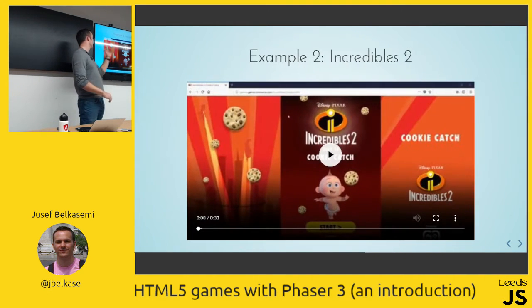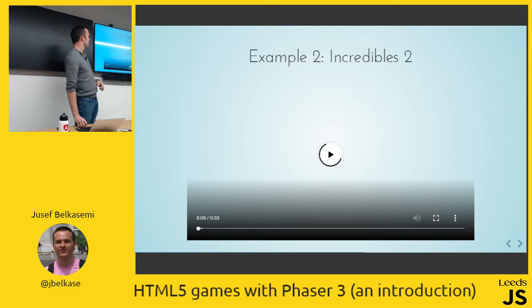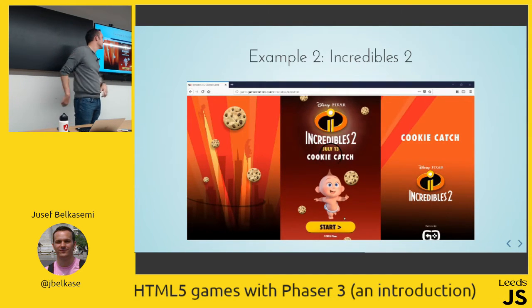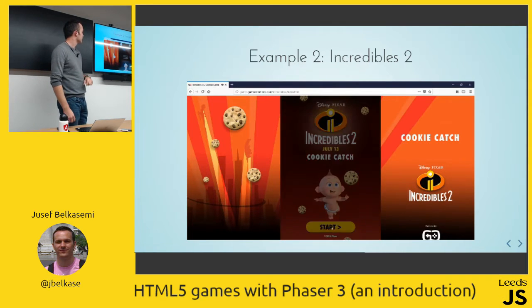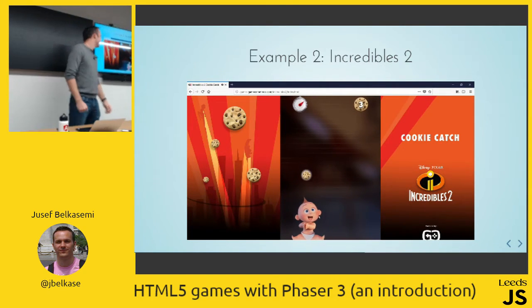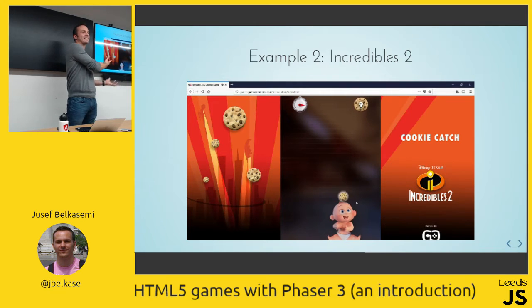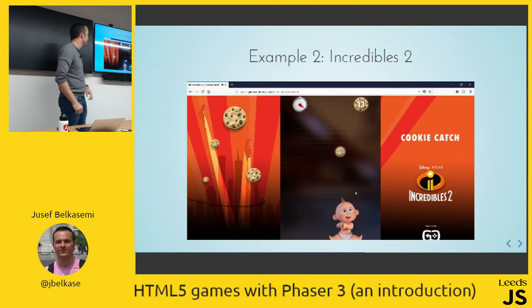Next one up is the Incredibles 2 game. The game is not really that exciting, but I thought it was nice to see that somebody like Pixar actually has projects built with Phaser. It's a very simple game where you just need to collect cookies that fall from the sky. Again, let's hope that that's going to work. So you use your mouse to control the character, and you can basically just do that and earn some points. Again, something very simple, but how much joy would interactive content like that add to your website?